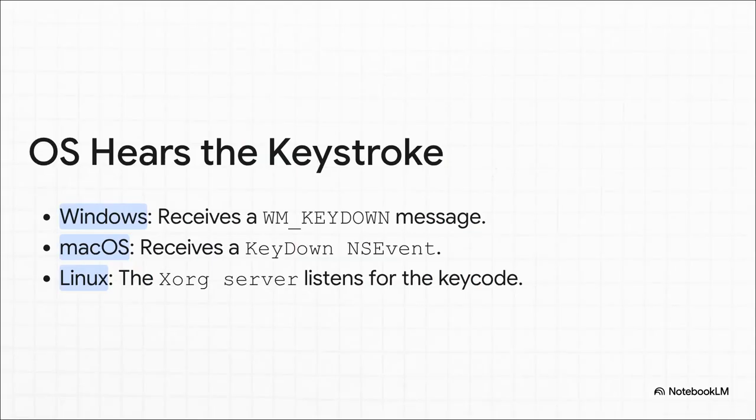Okay, so that signal gets passed up to the big boss, the operating system. And each OS has its own way of listening. Windows gets a key down message. On a Mac, it's a key down event. On Linux, it's a server event. The names are all different, but the job is exactly the same. The OS acts like this amazing universal translator, taking that raw signal from the hardware and turning it into a command that an app, like your browser, can finally understand.